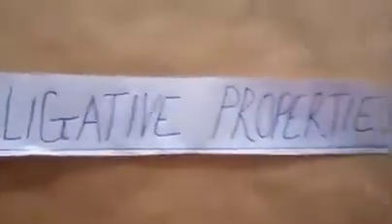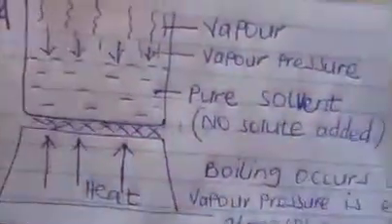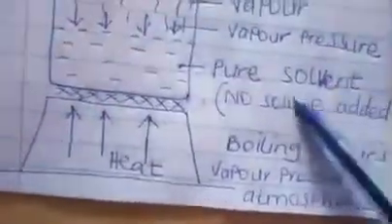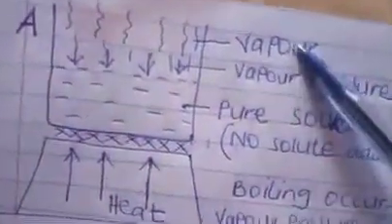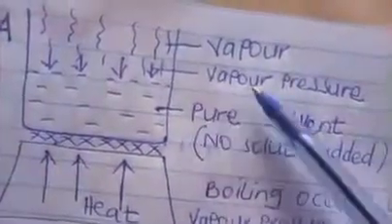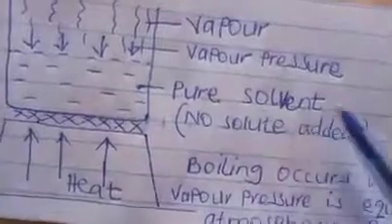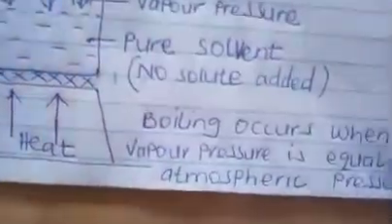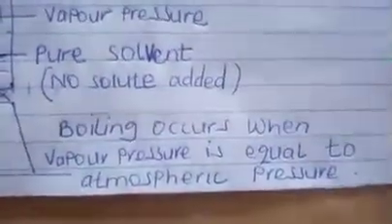Colligative properties. Take an example, considering solution A containing pure solvent. On heating the solvent, it will vaporize and produce vapor. The vapor exerts a force called vapor pressure. And for pure solvent, no solute added, the boiling occurs when vapor pressure is equal to atmospheric pressure.